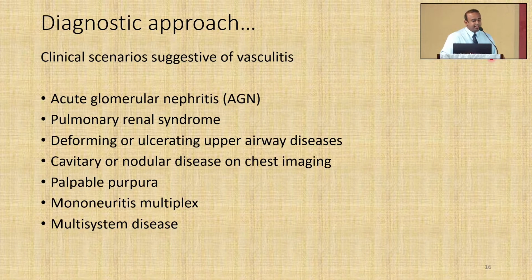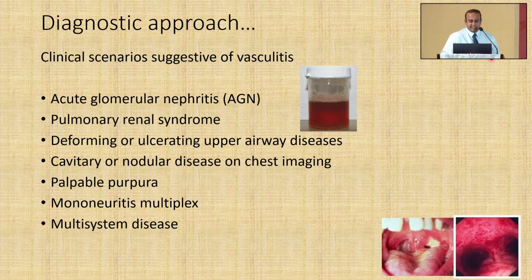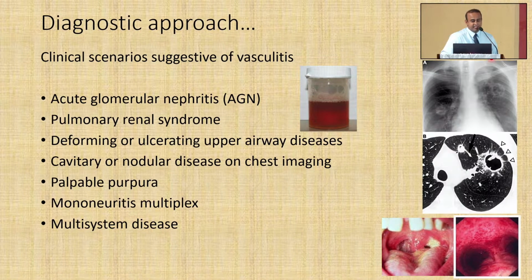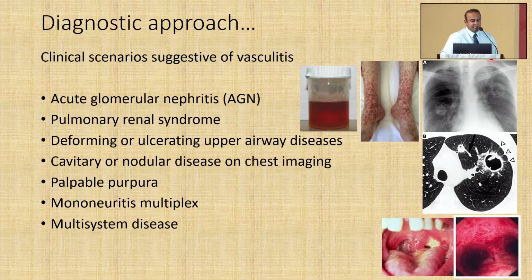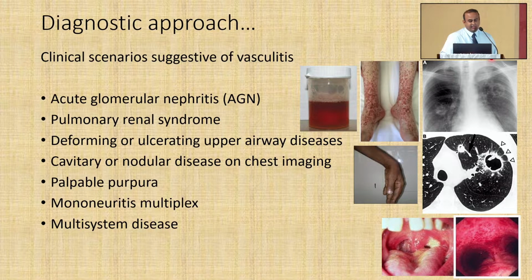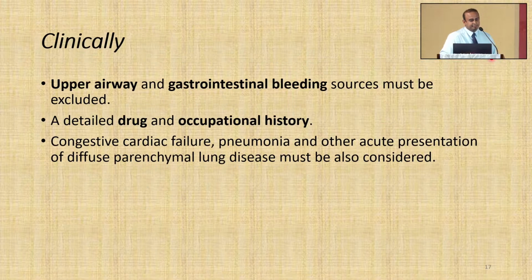Again, when they present with these signs and symptoms, we should look for suggestive features of vasculitis: when they come with acute glomerulonephritis or pulmonary renal syndrome, or when we see deforming or ulcerative upper airway diseases, and when we detect cavitary or nodular disease on chest imaging, when we see palpable purpura, like I mentioned, mononeuritis multiplex, and any other multisystem diseases.